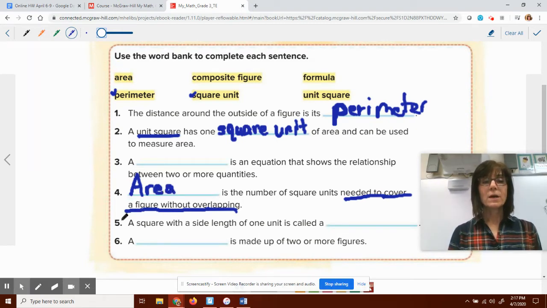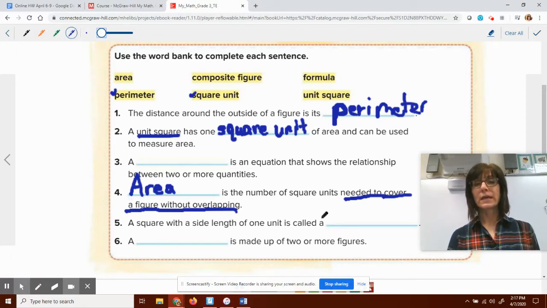Area, we're going to cover something completely, but we're not going to overlap. Number five, a square with a side length of 1 unit is called a unit square. We know 1 means unit. So we would put unit square.